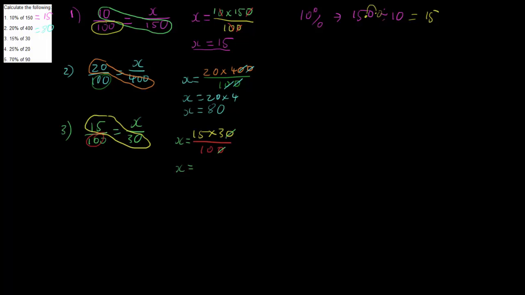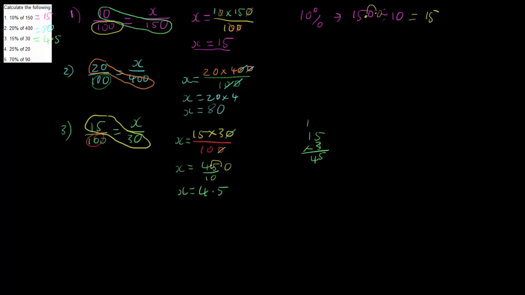So 15 times 3, well, I'll work that out over here. 3 times 5 is 15. 3 times 1 is 3, plus 1 is 4, so that's 45. So we have 45 divided by 10. And to work that out, all I have to do is take my decimal place and move it one place to the left, and I get that 45 divided by 10 is 4.5. So this gives me that 15% of 30 is 4.5.